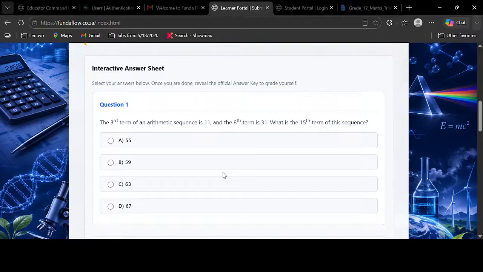So we have term number 3, which is 11. And then we have the 8th term, which is 31. The 8th term, T8, is equal to 31. Okay, so this is a decreasing pattern. Term number 11 is smaller than the term 8. What kind of pattern is this one? What does the question say?